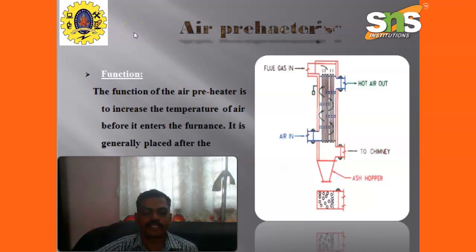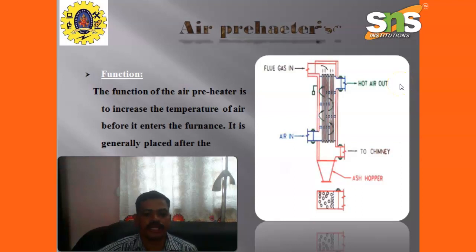Boiler mounting accessories. The first one is an air preheater. These are the images of the air preheater. Flue gas enters into the inlet wall. The air is mixed inside the hopper. This is a chimney, the hot air outlet.